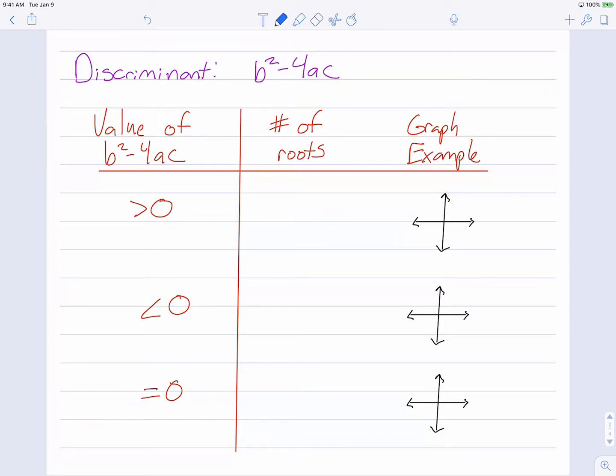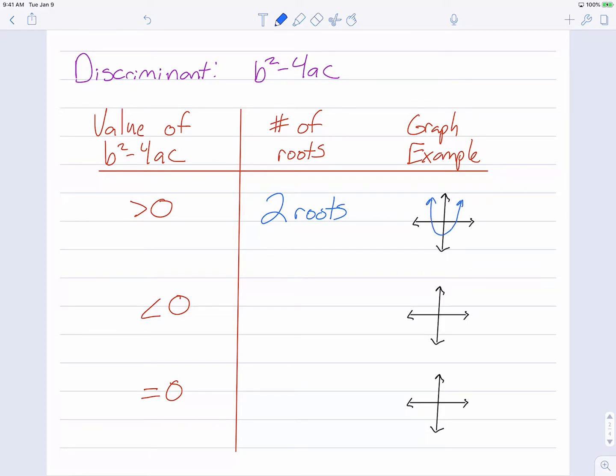If that discriminant, the b squared minus 4ac, is greater than 0, then you're going to have two answers. It's going to be -b plus whatever the square root is, and -b minus whatever the square root is. So that means there's going to be two roots. So an example graph is it's going to cross the x-axis twice.